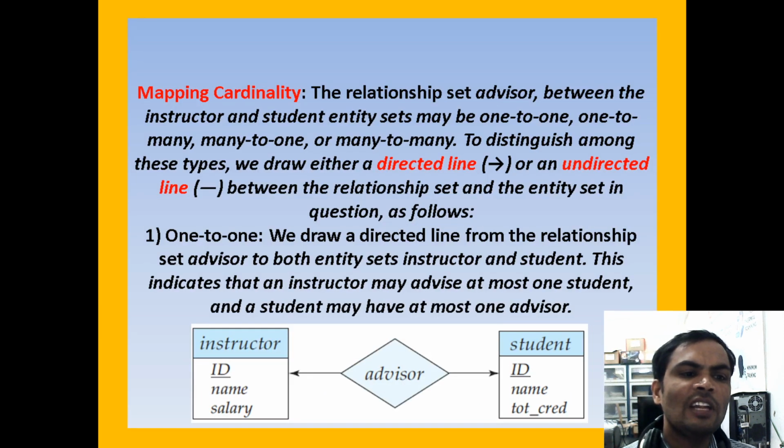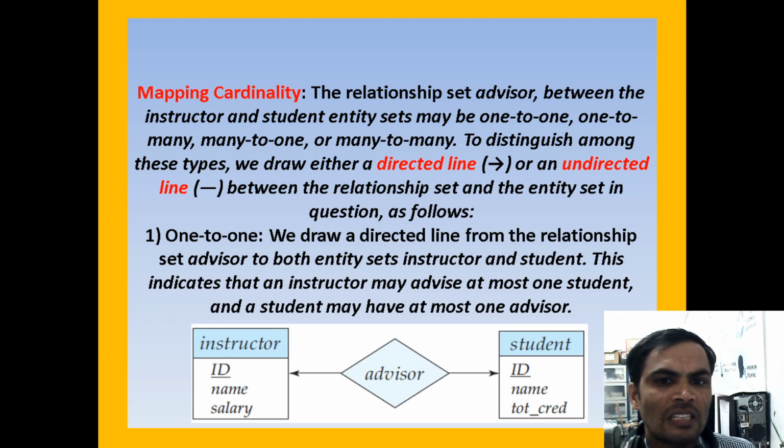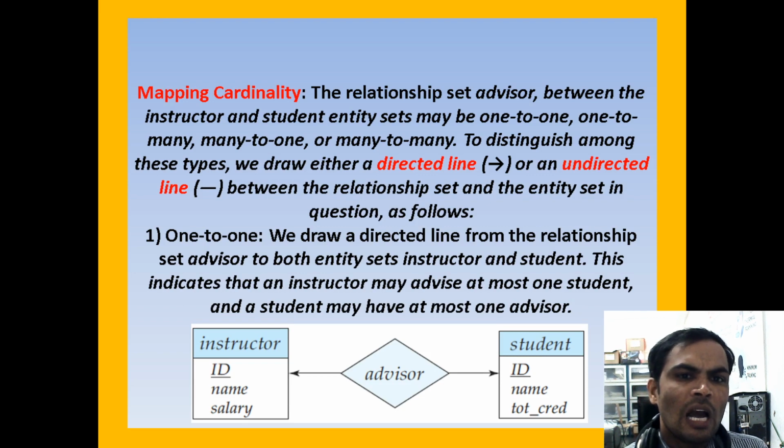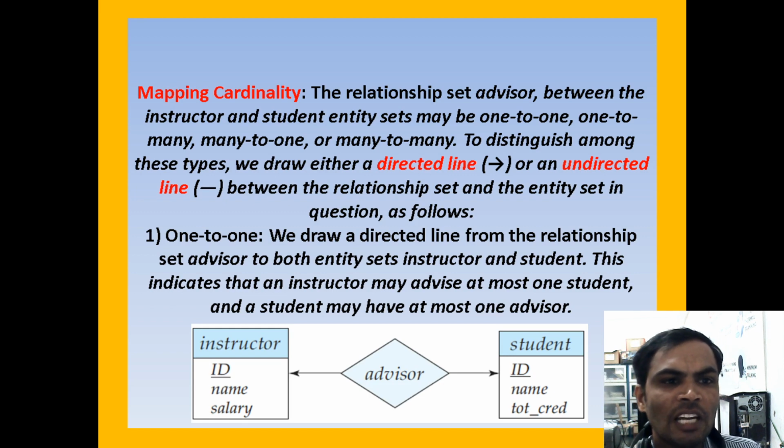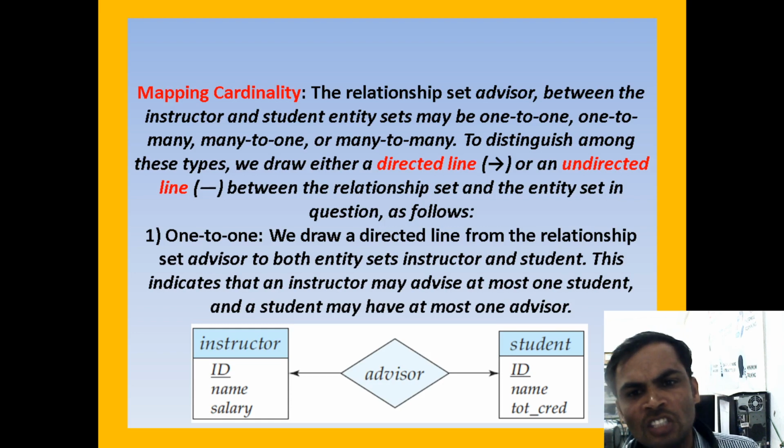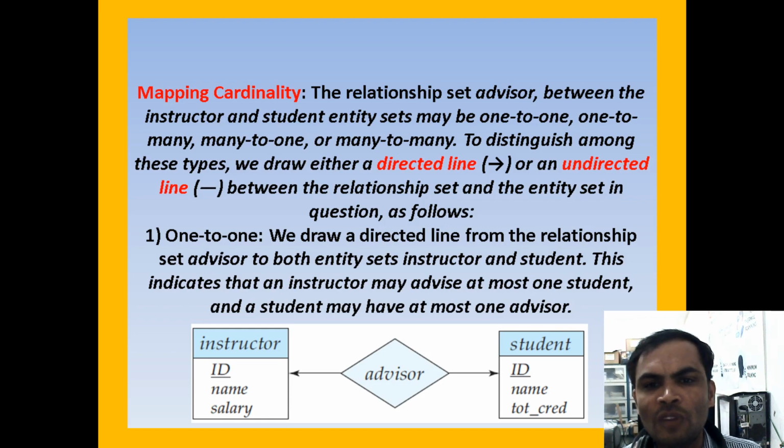Now if you are going for the mapping cardinality under the ER diagrams, already in the last class you learned about the cardinality ratios or the cardinality principles. We can call it mapping cardinality. Under the mapping cardinality, the relationship advisor between the instructor and the student entity may be one-to-one, one-to-many, many-to-many or many-to-one. Under the cardinality principles, it is categorized four ways: one-to-one relationship, one-to-many, many-to-one, or many-to-many relationship.